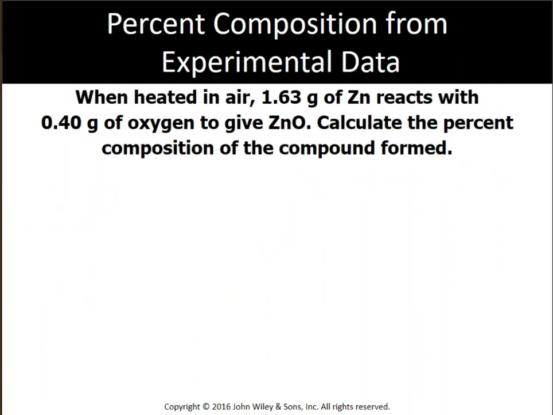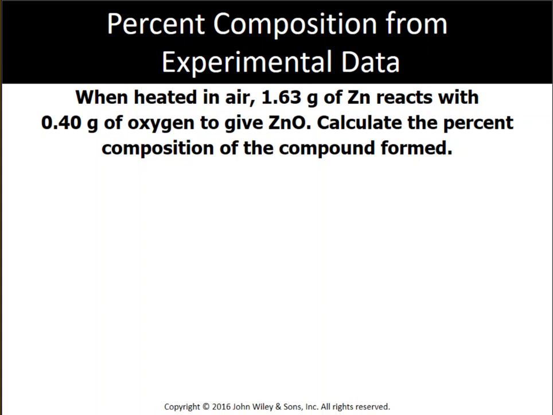So let's look at another example. So you have a sample. When you heat this in air, 1.63 grams of zinc reacts with 0.40 grams of oxygen to give zinc oxide. You want to calculate the percent composition of the compound that's formed. Now here, this is how you want to approach this. Zinc oxide is composed of zinc and oxygen.